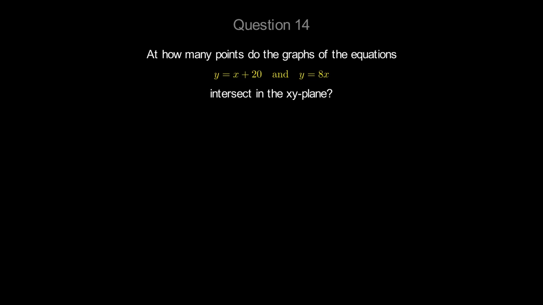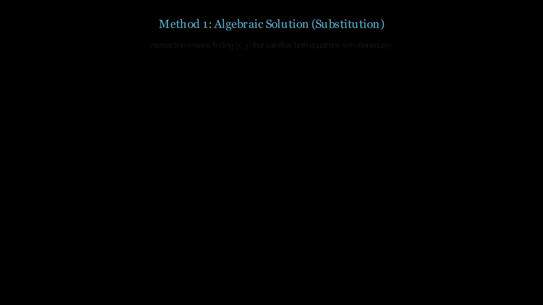Let's break this down using two different methods to fully master the concept. First, let's look at method 1, the algebraic solution using substitution. In coordinate geometry, the intersection of two graphs means finding an x and y pair that satisfies both equations simultaneously. Since both equations are already solved for y, we can set them equal to each other. This gives us the equation 8x equals x plus 20.